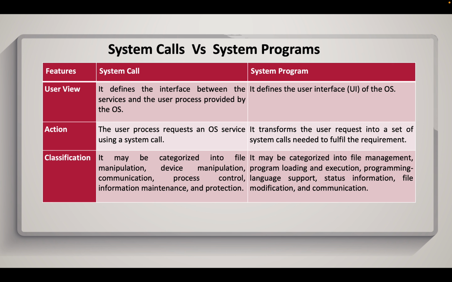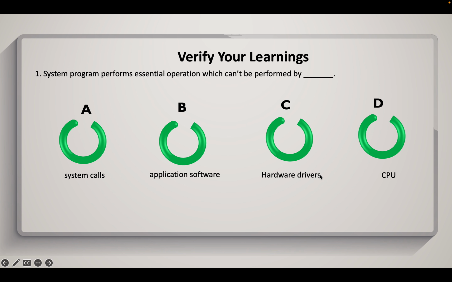From the user point of view, it defines the interface between the service and the user. System call, system program: the user interface of the OS. So the user process requires OS services using a system call. It transfers the user request to a set of system calls needed to fulfill the requirement. These are the classifications of system calls. These are the categories of system programs.